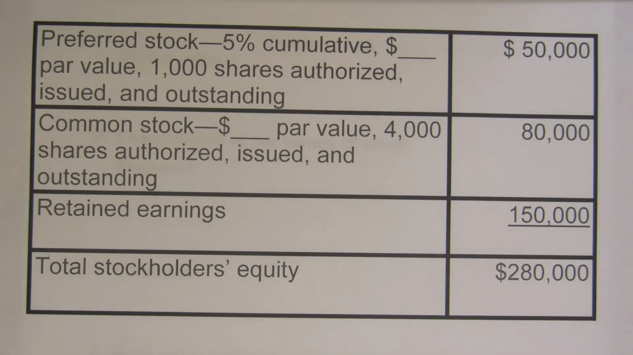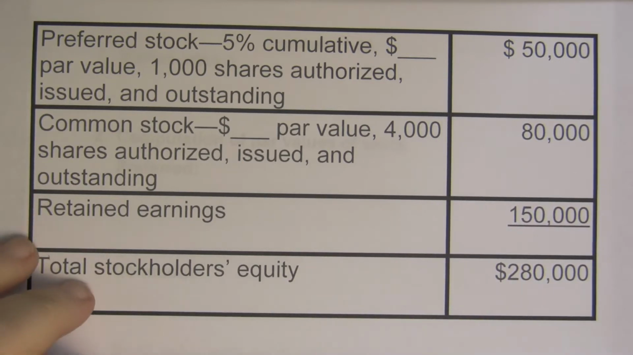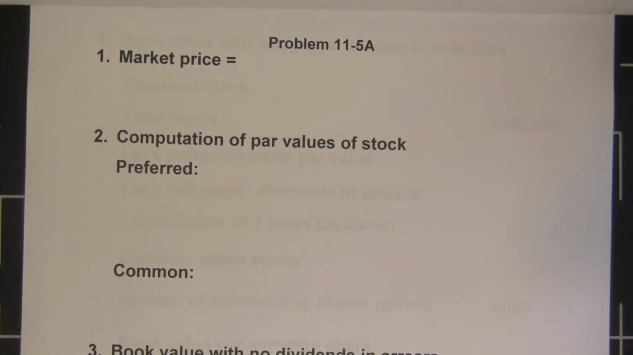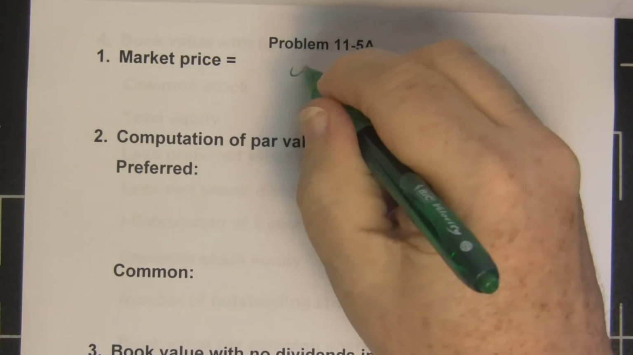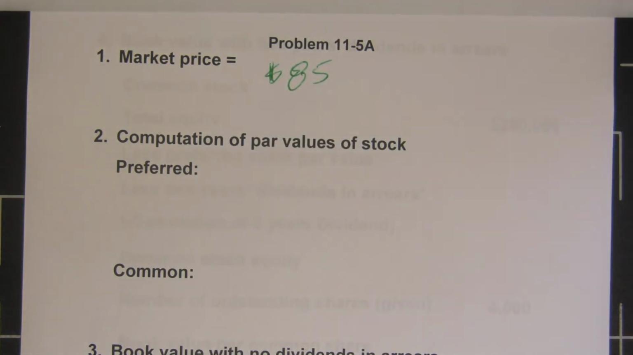Problem 11.5a, parts 1, 2, and 3. Well, part 1 says, can you read? Because the first line tells you in the book, on page 524, the common stock is currently selling for $85, and the first question is, what's the market price? So we're going to go out on a limb here and guess $85. Okay?